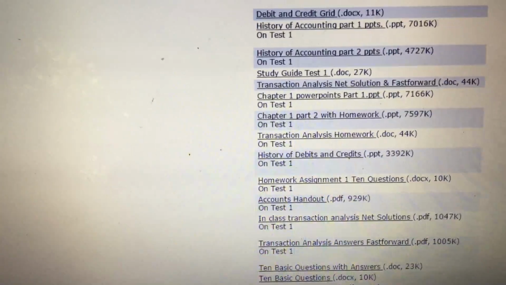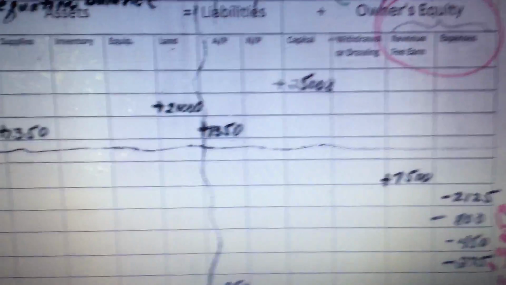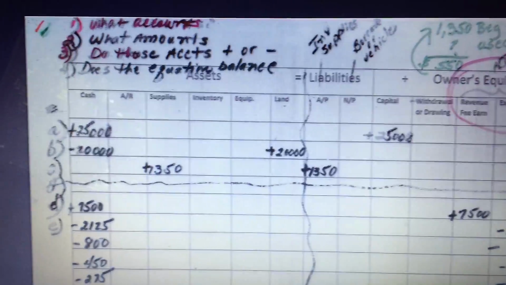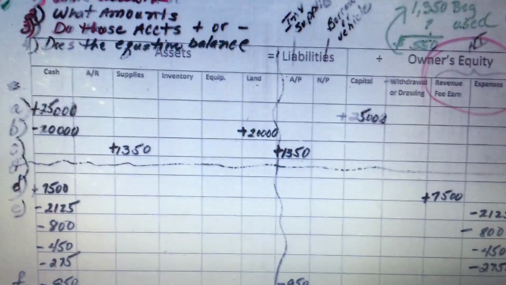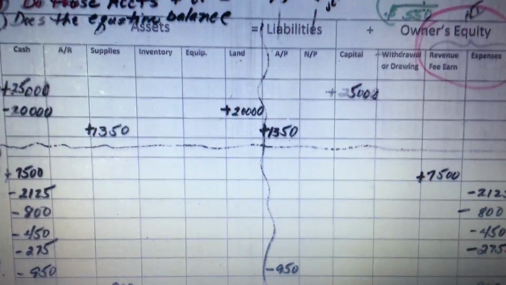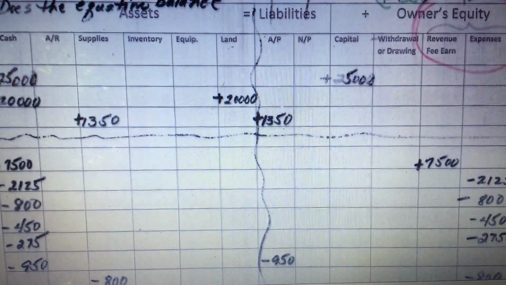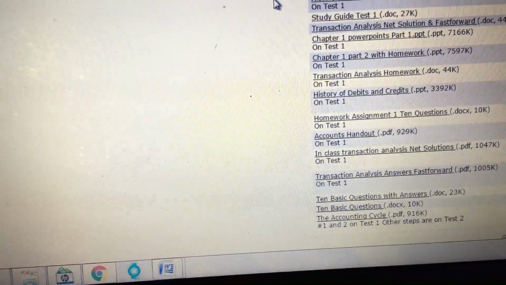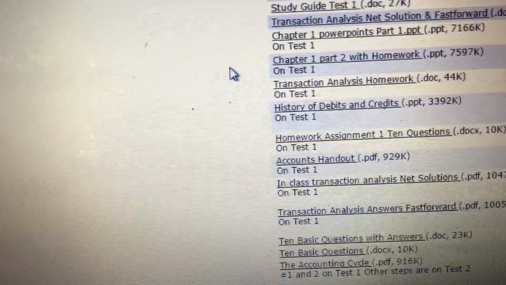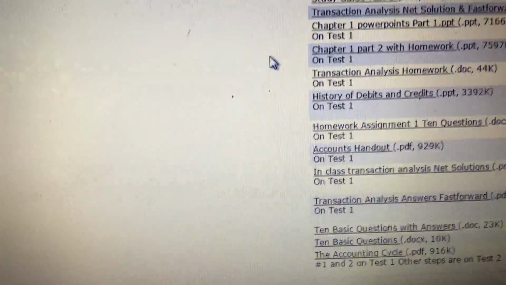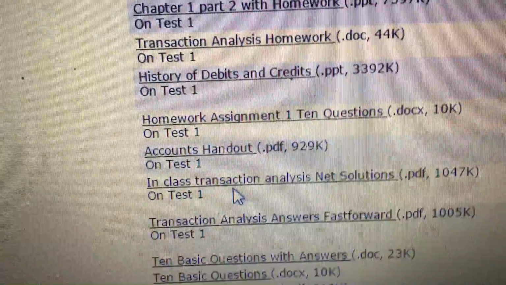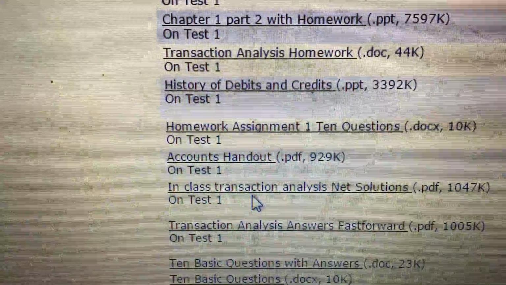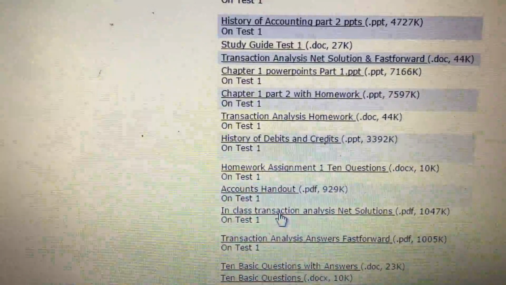And then if you have the completed problem, this will be helpful for both net solutions and fast forward. It will be helpful as you go through these journal entries. And if you need a copy of that, it is also on your handouts tab, and you can find that under, let's see where we put it. It should be net solutions, in-class transaction analysis, net solutions, right there. Okay, under the accounts handout. So get all that together, and then we'll get started.